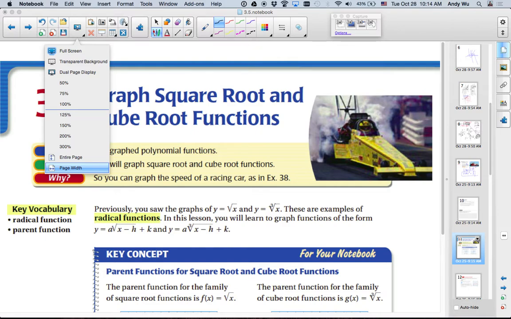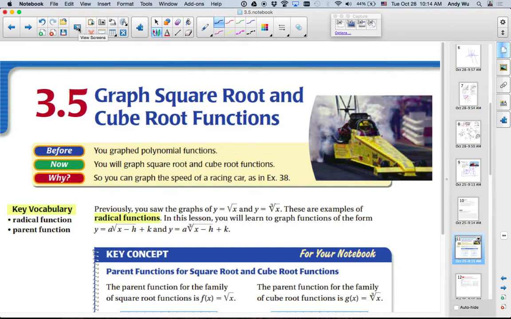Page 5, section 5, we're actually looking directly at the square root and the cube root function. So we're only looking at squares and cubes now. But why? What does this have to do with the first 4 sections?